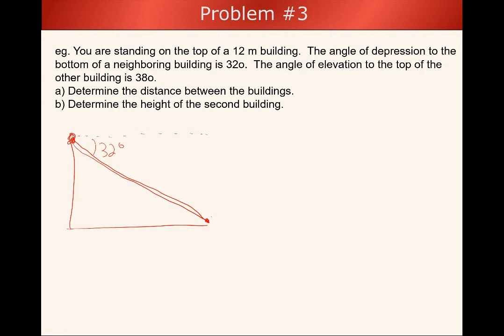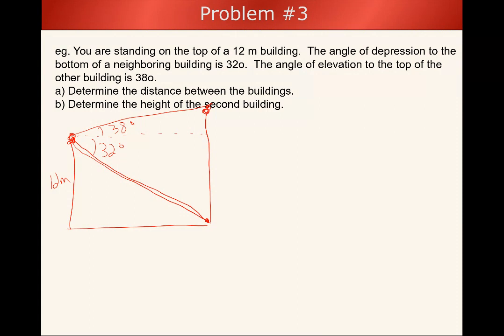Oh, I'm going to have to change my building a little bit because it's a taller building. This is not being drawn to scale by any stretch of the imagination. So to the bottom of the building is 32 degrees, and to the top of the building it's 38 degrees. So that's what we've got right there. Determine the distance between the buildings. And I'm going to write in that this is a 12-meter high building. And then B says determine the height of the second building.